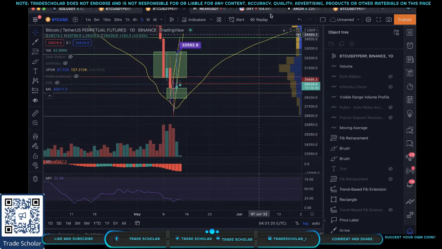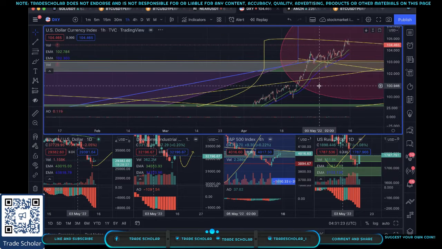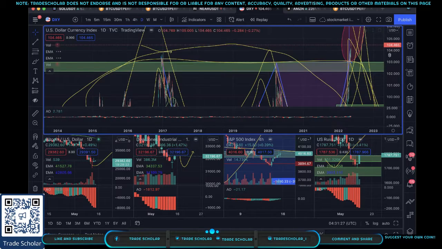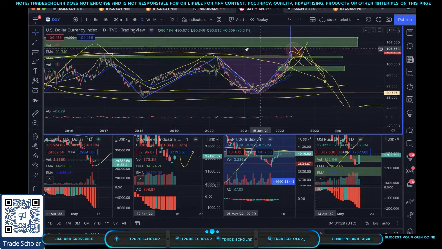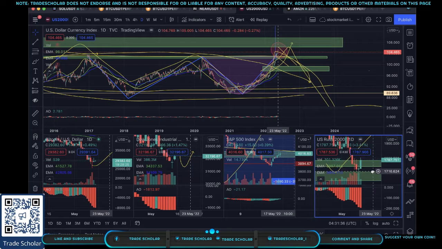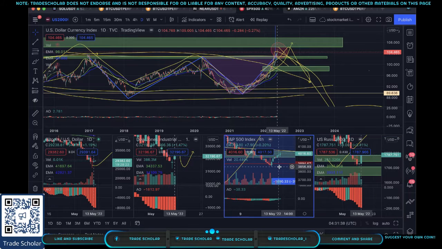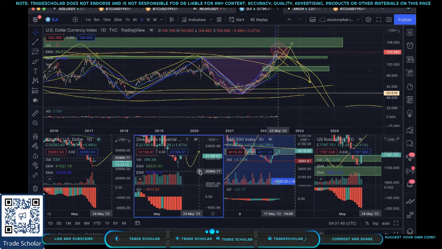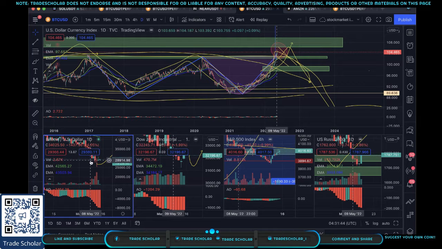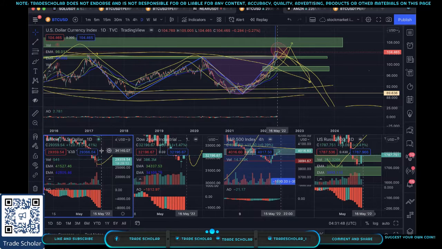bought the dip. And as you can check, our DXY is dumping at the moment, correcting at the moment. And look at our S&P. S&P also finds its support, Russell 2000 also finds its support, Dow Jones also finds support. So that's why we can expect that Bitcoin is already going to the upside, because it is in line with our indexes.